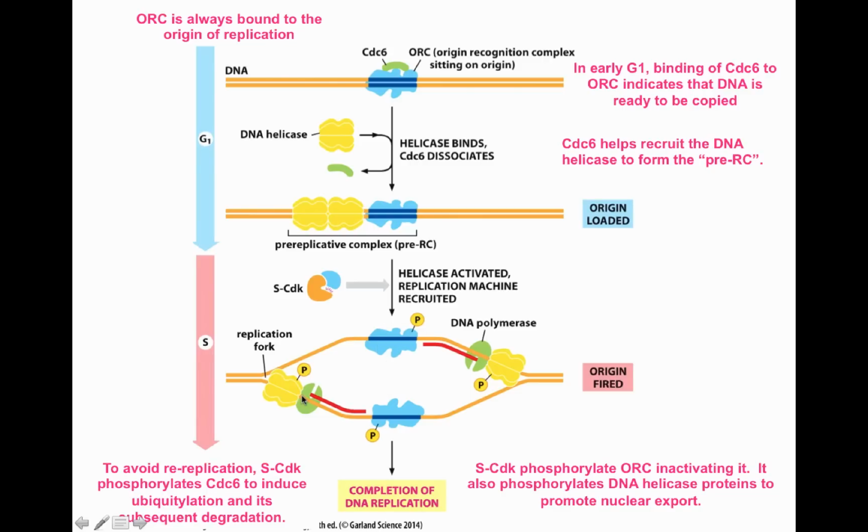CDC6. You're going to have phosphorylation of helicase, which is going to activate it, but eventually is also going to export it out of the nucleus to prevent re-replication of the DNA. And as I mentioned, CDC6 is also phosphorylated by S-CDK to allow it to be targeted for ubiquitination and therefore degradation. So in that way, the activation of the cyclin-dependent kinase during S phase helps activate DNA replication, and only once.